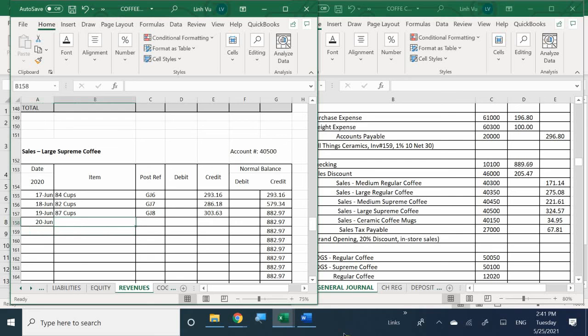620, 93 cups. General Journal number 9, credit for $324.57. Running credit balance is $1,207.54. Good. 1,207.54. Yes.